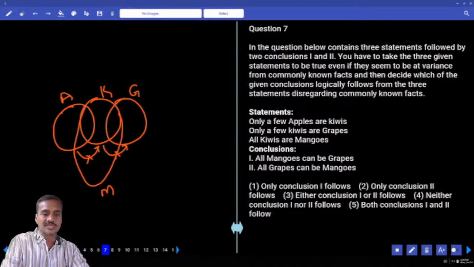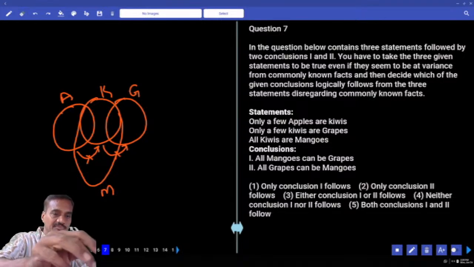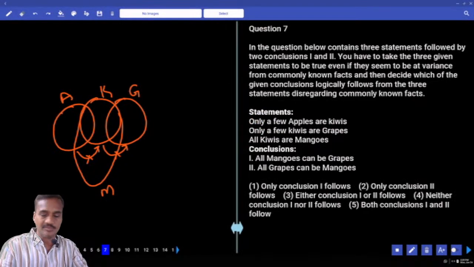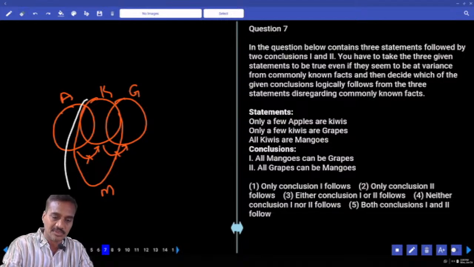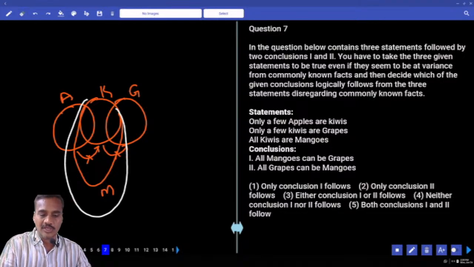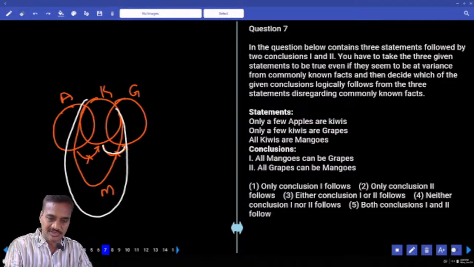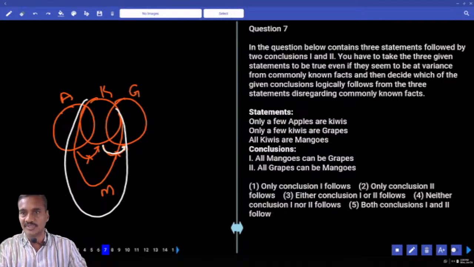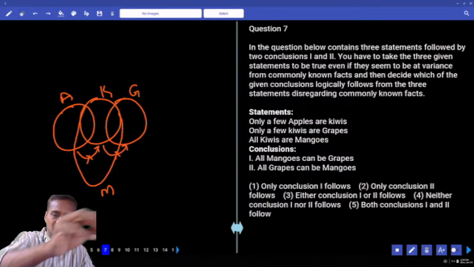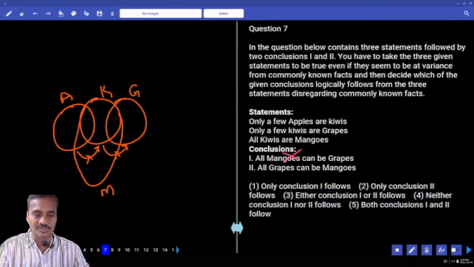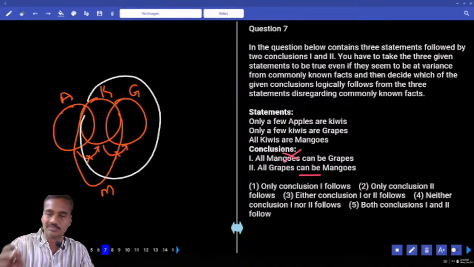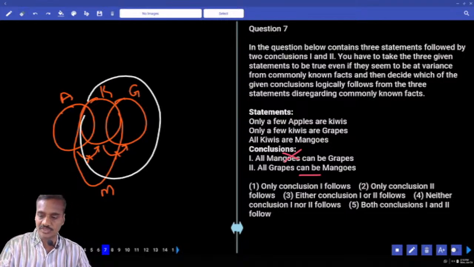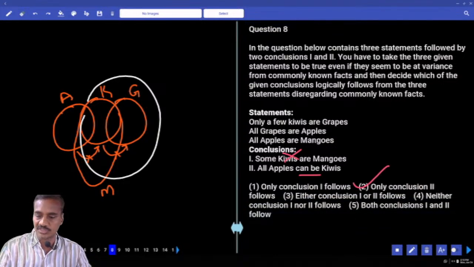And all mangoes can be grapes. All these mangoes can be grapes. Is it possible or not? All mangoes are grapes, true or false? Now if you write all these mangoes under this grape, then your diagram of grapes must be like this. If you write grape like this, the entire kiwi is a part of this grape, which is not possible. Hence it is not possible to bring all mangoes under grapes. And next one, all grapes can be mangoes. Now tell me whether I can write mango like this or not. Clear? Hence what is your answer? Only two, choice 2, question number 7.